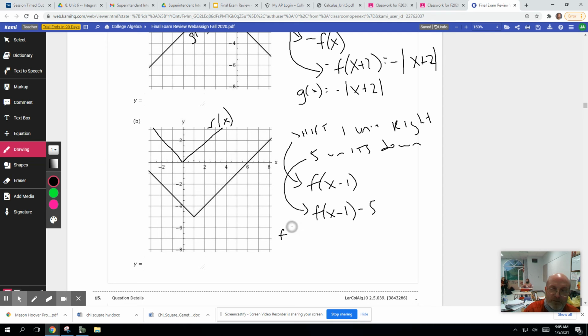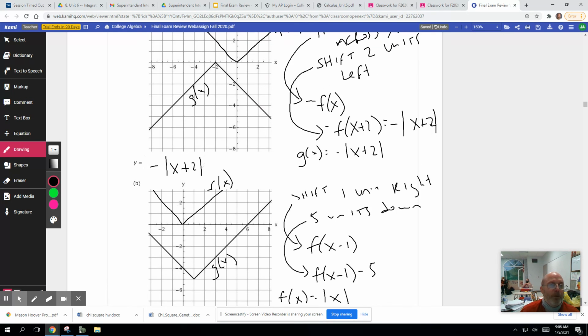So if f of x is the absolute value of x, then f of x minus 1, we'll call this g of x, is the absolute value of x minus 1, and then I need to subtract 5 from that. And that will give us this graph. We can go ahead and put it in the calculator and graph it, and you'll see it's this. But that is the equation for this function here. They just called it y. I didn't realize that y was over there. So this would be absolute value of x minus 1 minus 5. And this one would have been negative absolute value of x plus 2. And that's how you do problem number 14.